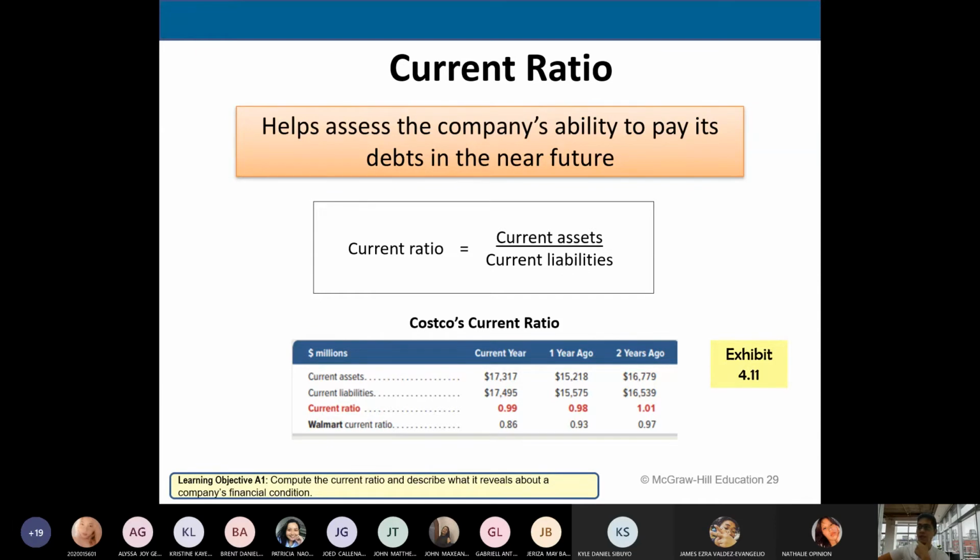Okay? Pag nakuha mo yung figure, pag divide mo, yung current assets over current liabilities, ang makukuha mo is current ratio. Okay? As a general rule, pag 1 or more than 1 ang current ratio mo, maganda yung financial position ng company in paying its debts in the near future. Okay? Ibig sabihin, mababayaran ng company using the current assets yung current liabilities niya.